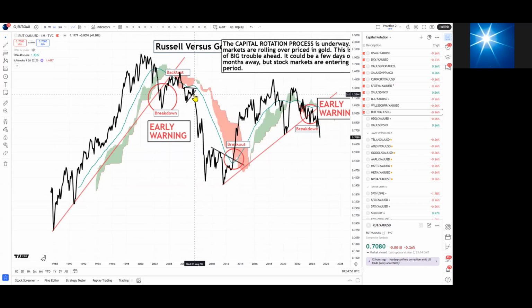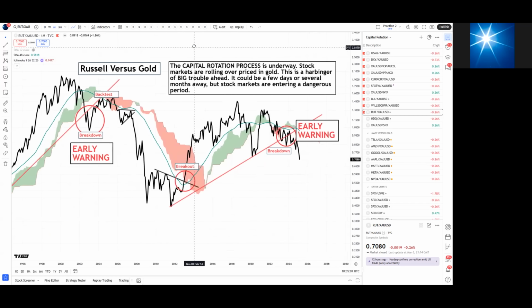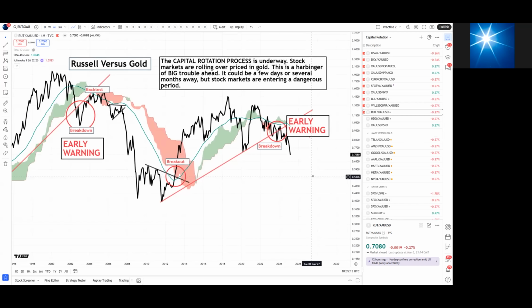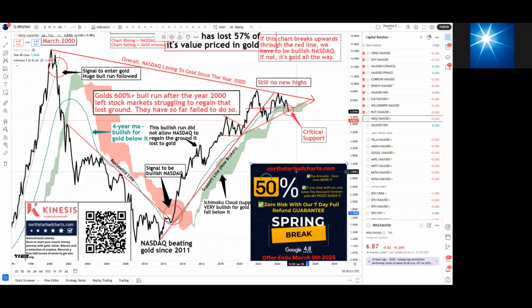And that is when the point of recognition arrives, and investors around the world will be looking at the same charts and thinking, oh, hang on a minute, why am I holding capital in the stock markets? And one thing leads to another, and before you know it, you're in a gold bull era and a stock market bear market. Nasdaq now breaking down versus gold.